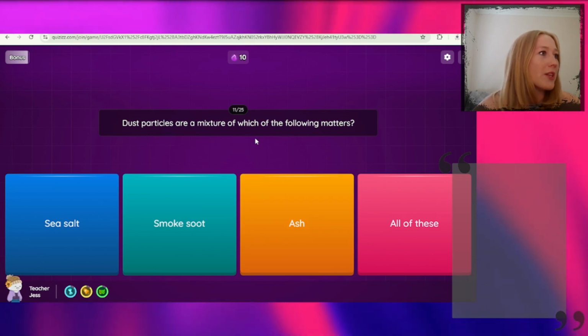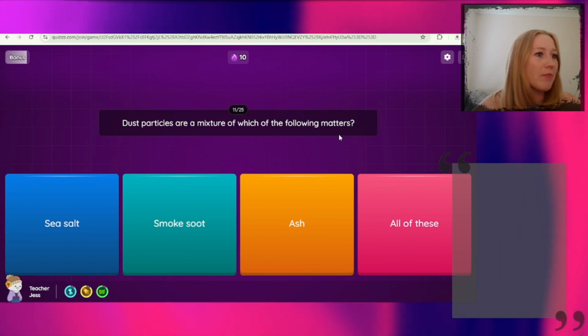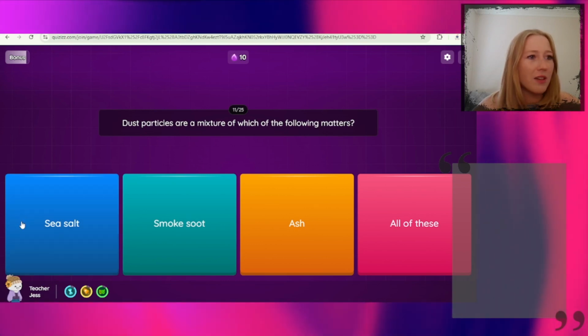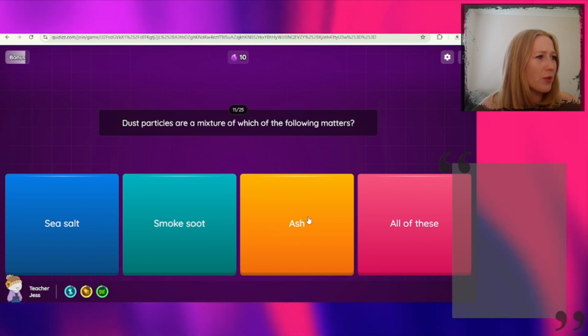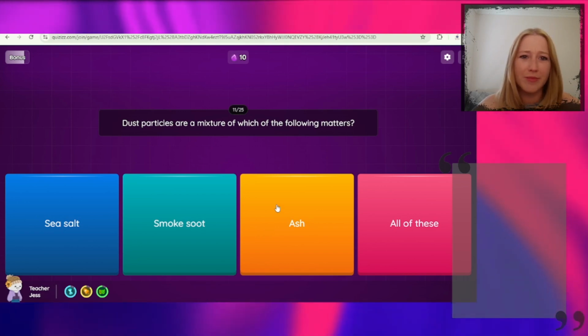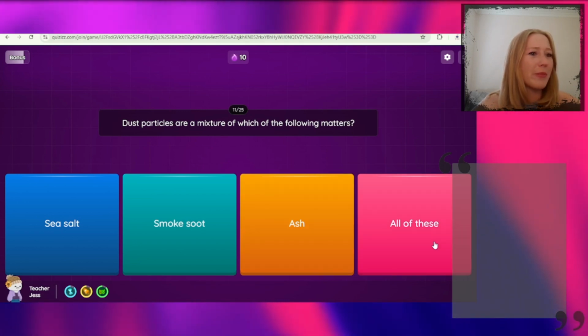Dust particles are a mixture of which of the following matters? Sea salt, smoke, ash. I would say all of them. I think all of them make up dust.